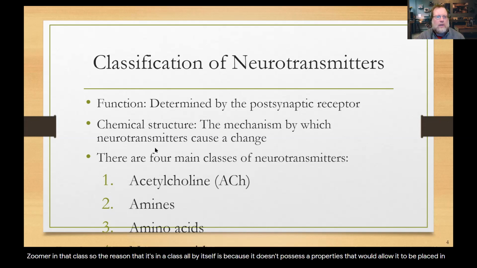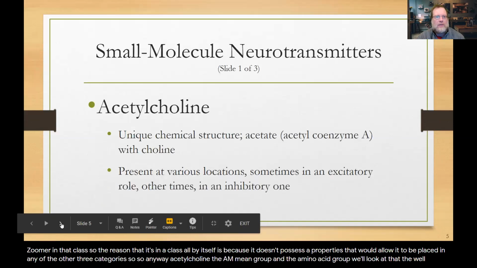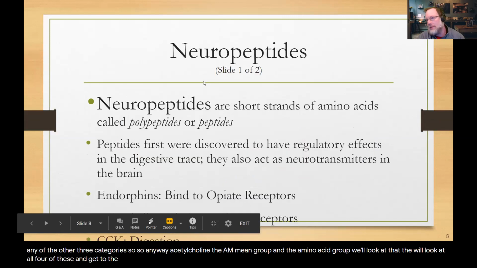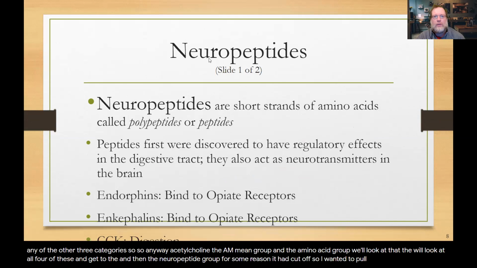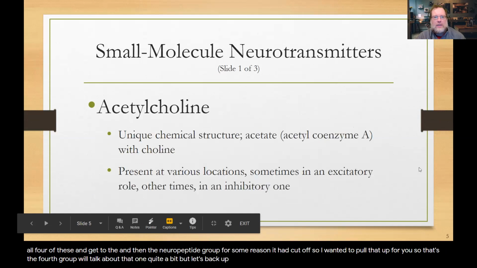And we'll look at all 4 of these when we get to the neuropeptide group. For some reason it had cut off, so I wanted to pull that up for you. So that's the 4th group. We'll talk about that one quite a bit. But let's back up to acetylcholine.